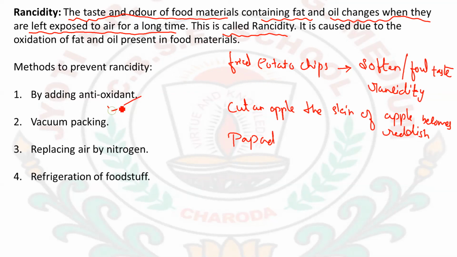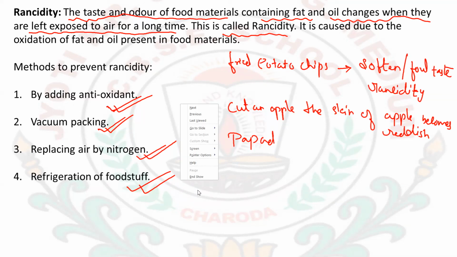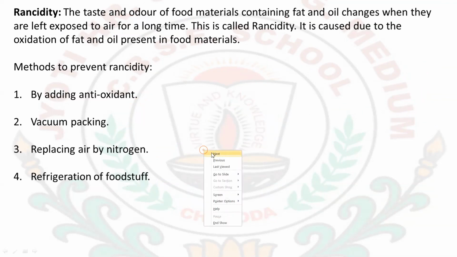By adding antioxidants. Antioxidants are a preventive measure that we can add, and they prevent the substances from getting oxidized. Also vacuum packing is used; we will talk about this in the next slide. Replacing the air with nitrogen can also be used, or refrigeration of the food substance, because at lower temperature the oxidation process generally does not occur. Let's move further.